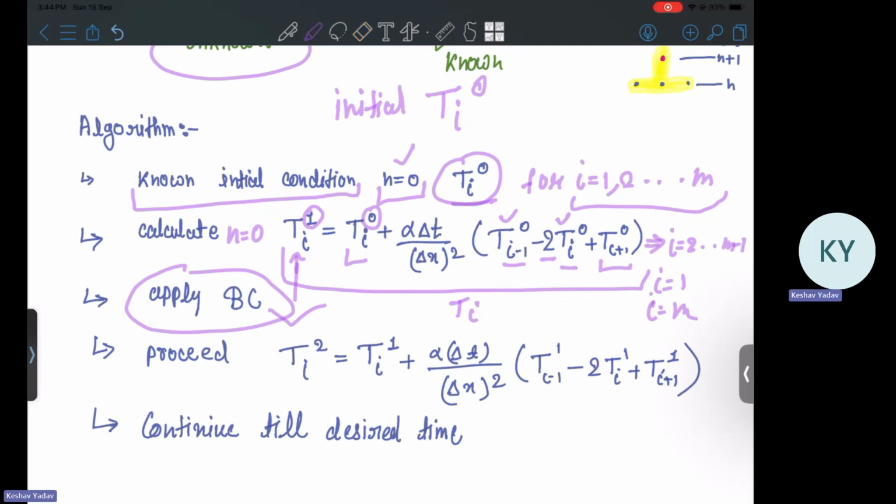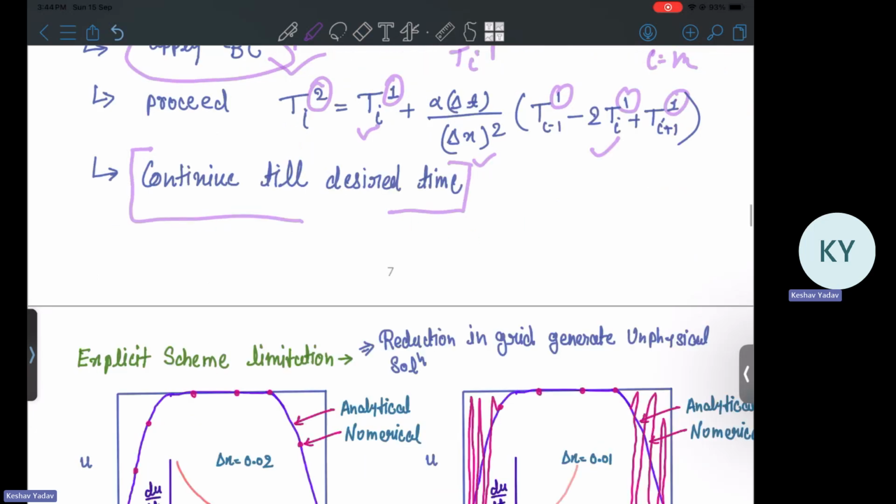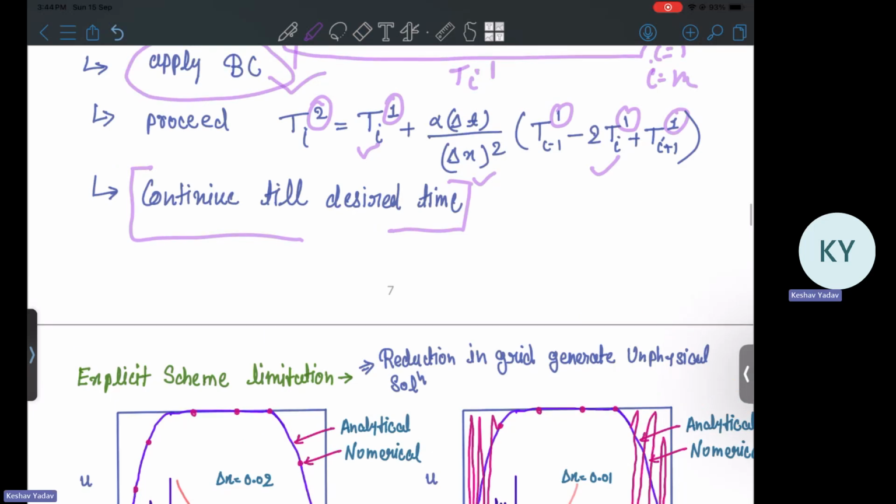Now suppose we know the values at T1. So now we'll move to Ti2. So Ti2 will be equal to what? Ti1, here also Ti1, Ti1. These are all known. This is also known. So we can find it out. Like that we will proceed, and till our desired time we'll find out the temperature. So this is the explicit scheme.